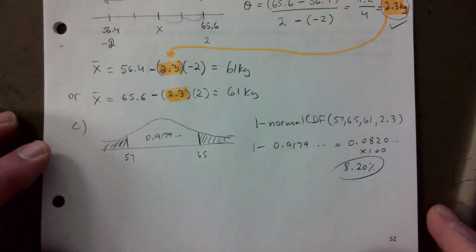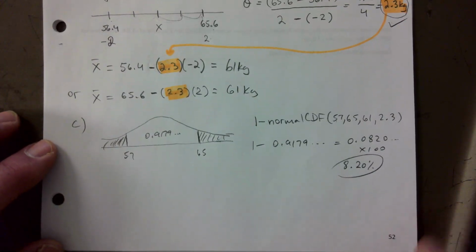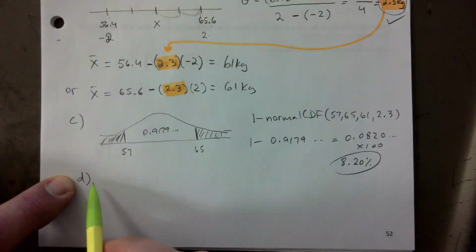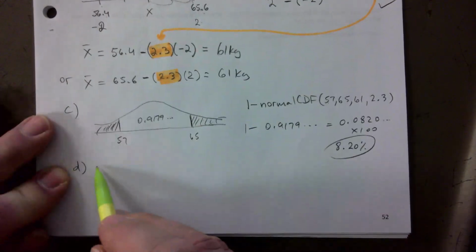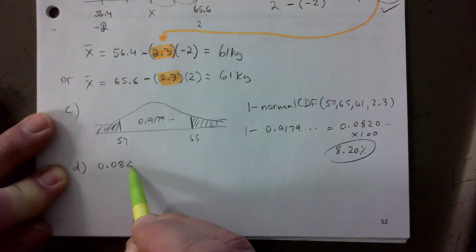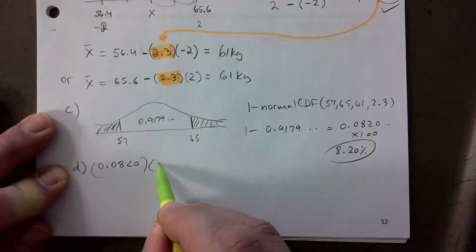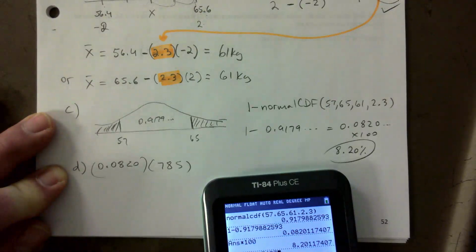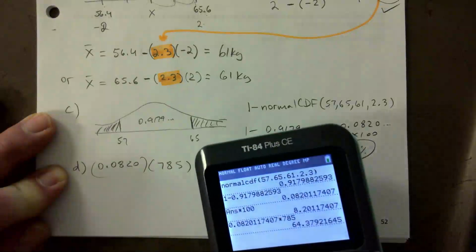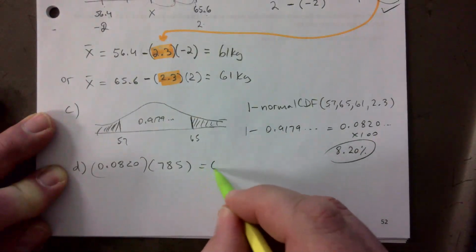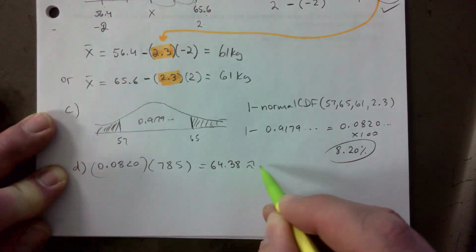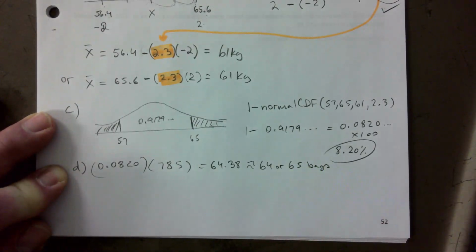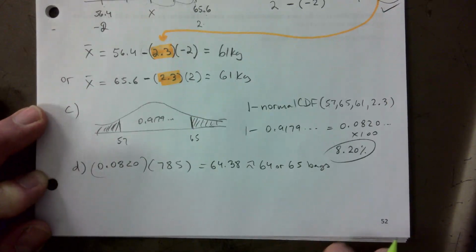The farmer would like to remove these bags, right? If 785, so this is D, if 785 bags were produced and this many are removed, all you would do is use that and multiply it by 785. So 64.38, which is approximately 64 or 65 bags, are going to be removed.